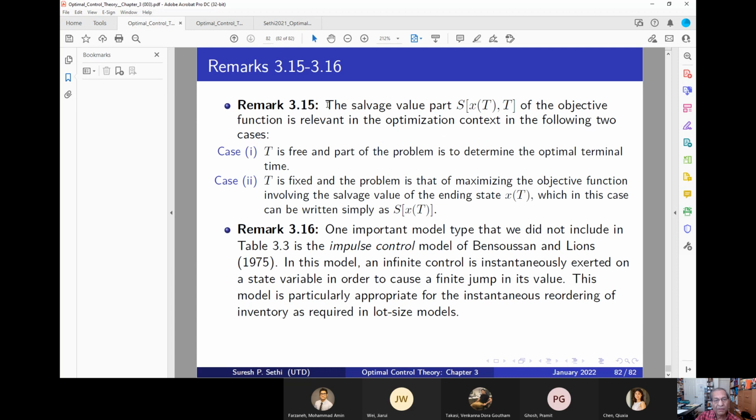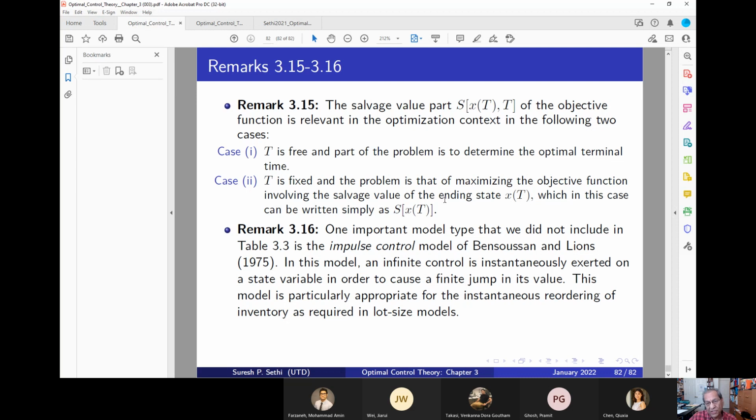A remark about salvage value. Well, if T is free, the salvage value makes sense only in two cases. Either T is free, and part of the problem is to determine the optimal T. So that makes sense. Or T is fixed, and the optimal value no longer determines T, but the salvage value still makes sense. But if T is fixed, you can remove this T from the salvage value. So the function is like this.